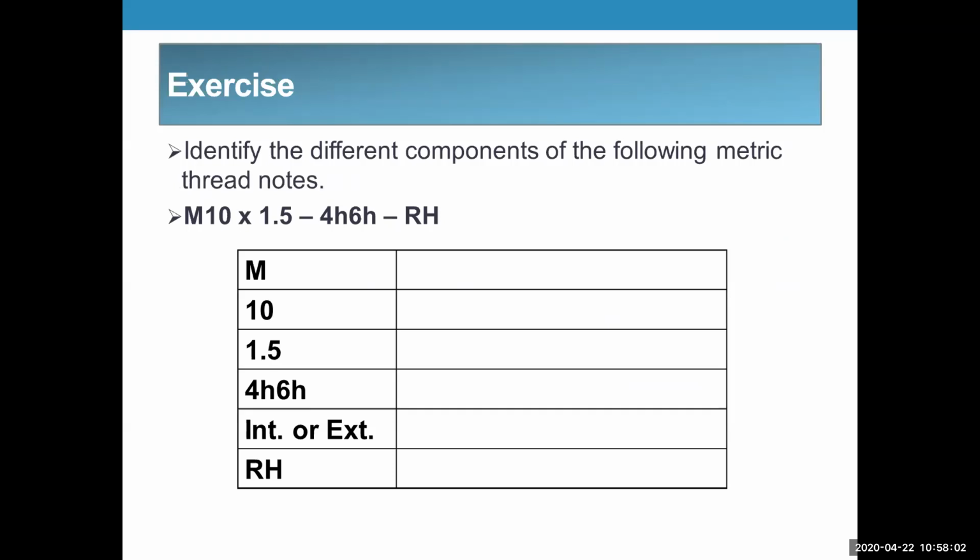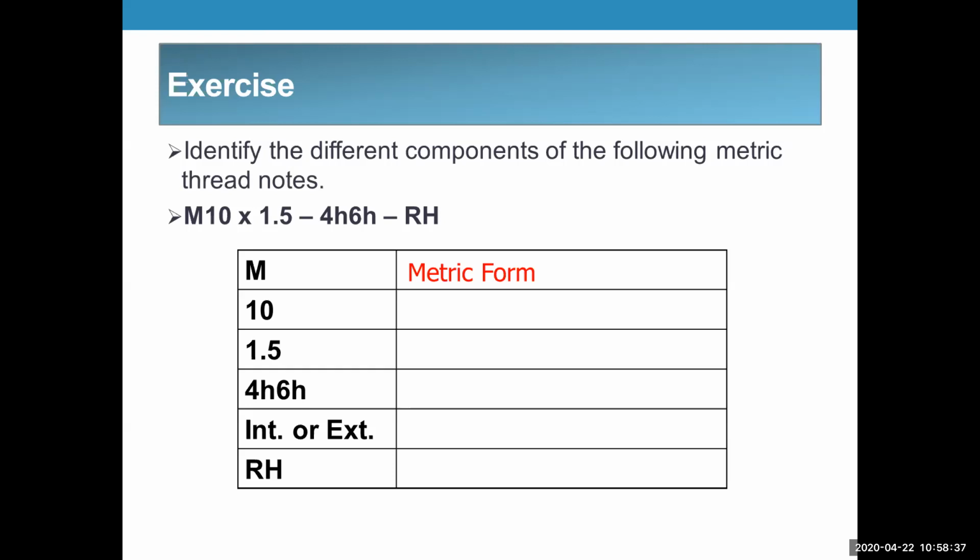So we're trying to find the different components of the following. I think this thing actually shows up twice. I don't know if this is the slide or the presentation that it might come up twice. We'll see. So we want to identify the different components of the following metric thread note. It's an M10 by 1.5. It's a 4H6H tolerance class right-hand thread, right? So I just pretty much gave it away.